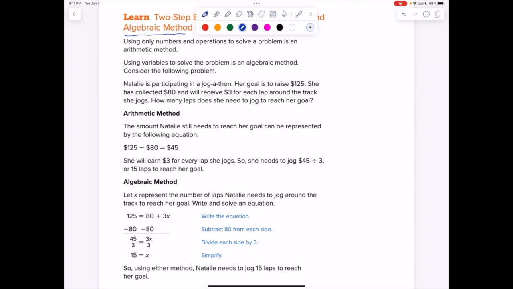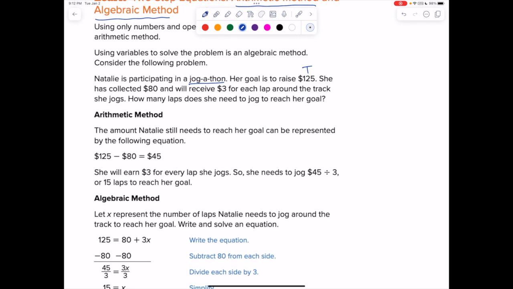So basically, this girl's participating in a jogathon. She has this goal to raise $125. So this is her total, and I always like to identify what is the total. She's collected $80 and will receive $3 for each lap. When you see the word each, it's a good reminder that probably you have multiplication. And when they don't tell you the number, it says $3 for each lap, this type of thing is probably the variable when you're doing the algebraic method. So some things to be aware of, especially since it's saying how many laps does she need to jog. That's obviously going to be the variable.